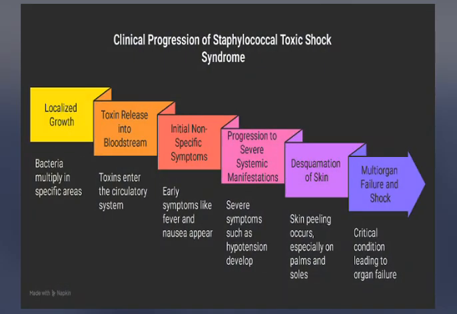Clinically, toxic shock syndrome starts with localized bacterial growth, followed by toxin release into the bloodstream. Early symptoms like fever and nausea appear, progressing to severe systemic problems including low blood pressure. Skin peeling, especially on palms and soles, occurs, and in severe cases, multi-organ failure and shock develop. Early recognition is vital.